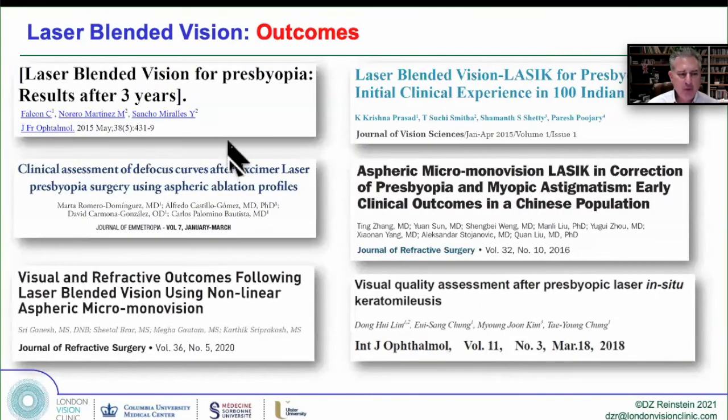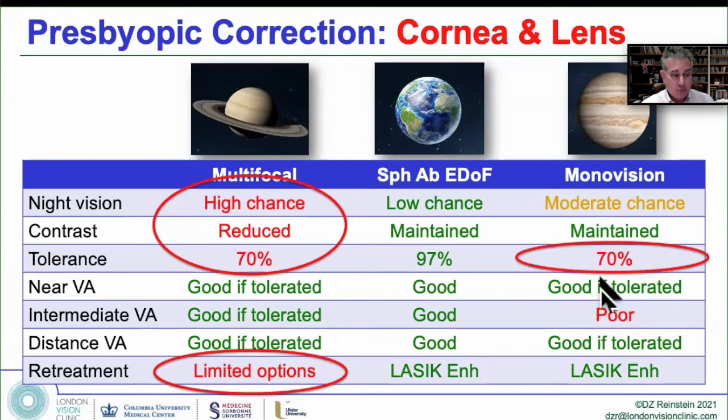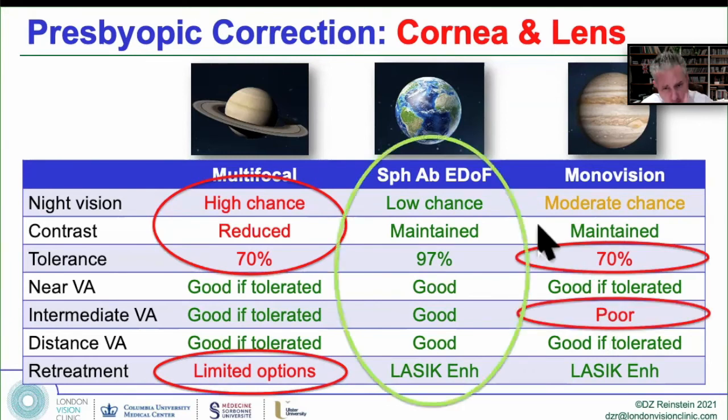These outcomes are now being reproduced all around the world, in Asia, South America, through the distribution channels from Zeiss producing this product. So when we consider the disadvantages of multifocality and monovision, and the fact that spherical aberration with a microanisometropia really doesn't have disadvantages other than the fact that the eyes are not exactly the same. And that disadvantage can be instantly reversed by a simple pair of spectacles, or permanently adjusted by a simple LASIK enhancement.